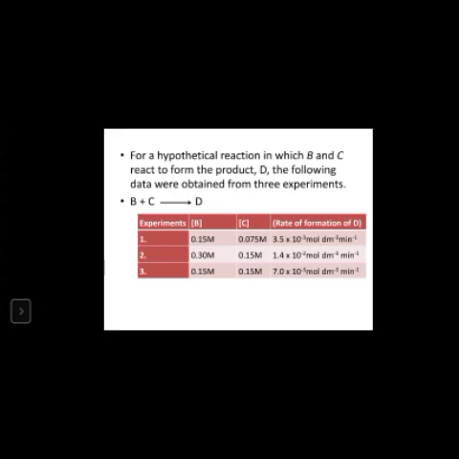So look at the left-hand side of that table. Experiment 1: I took 0.15 molar of B. Remember, look at the top, the bracket around B stands for mole per dm cubed. Look at C: I took 0.075 molar. Then I determined the rate of formation of D. By plotting a graph, I monitored the concentration and was able to get that rate, which is 3.5 times 10 raised to minus 3 mole per dm cubed per minute.